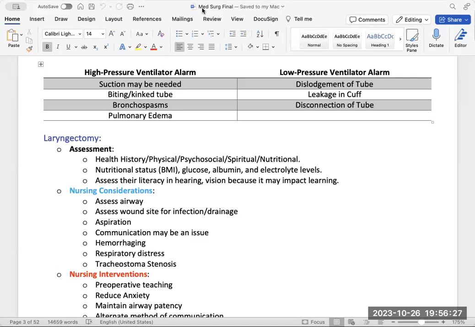First thing is to check the patient. Yes, because even though low pressure means machine, we always go to our patient first because don't forget, these are machines and they can go off for the wrong reason. But we need to always assess our patient first, make sure they're breathing, make sure they're okay, see how those vitals are, and then we can figure out why the alarm is going off and call respiratory.